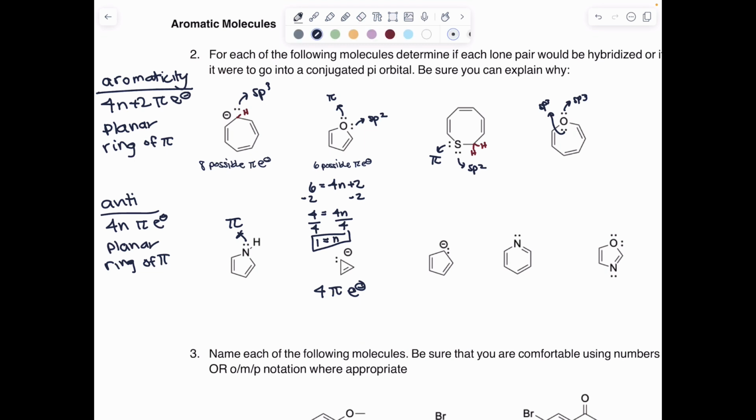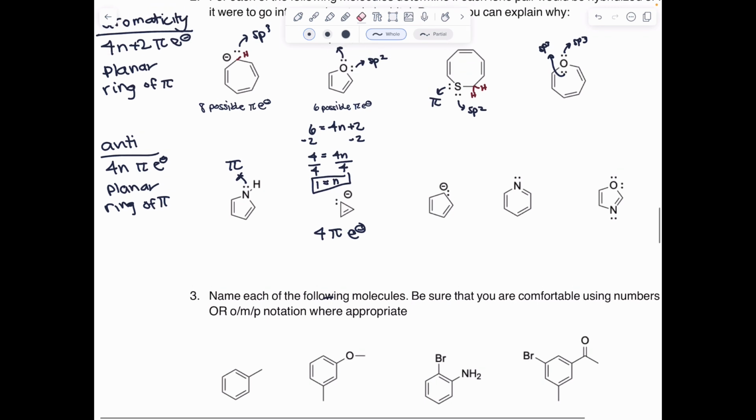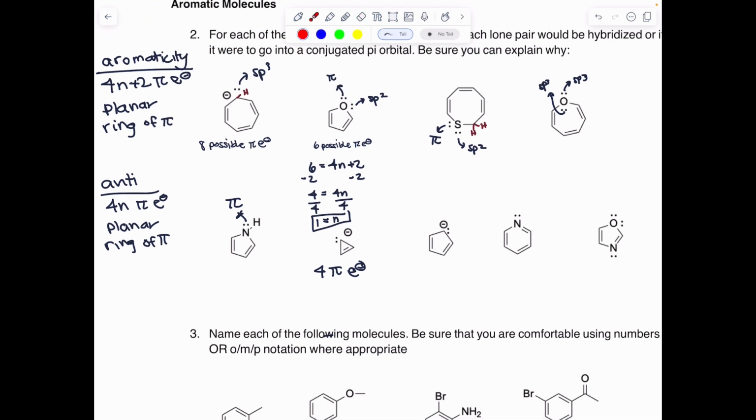We could also set 4 equal to 4n plus 2 to see if it meets the rules for aromaticity and just prove to ourselves that it doesn't. So again, 4 is equal to 4n plus 2, solve for n. N is going to be equal to 2 over 4, or 1/2, which is not a whole number, so this molecule cannot be aromatic. Since we know that anti-aromatics are unstable, the lone pair is going to prefer to remain in a hybridized sp3 orbital in order to avoid anti-aromaticity.